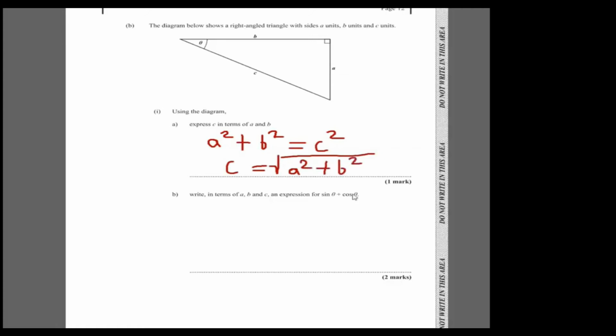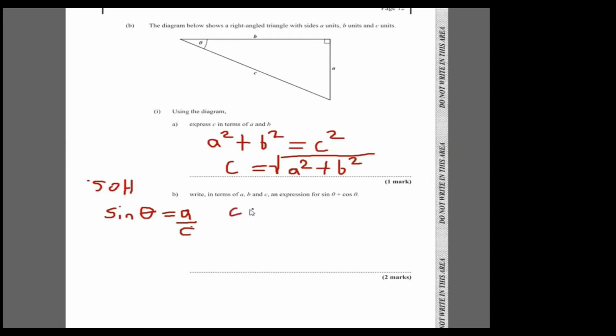All right, good. Now it says, write in terms of A, B, and C an expression for sine theta plus cos theta. Now, first and foremost, sine theta, SOHCAHTOA. SOH stands for opposite over hypotenuse. So the opposite is A, the side that is opposite from the angle. That's A over the hypotenuse, which is C.